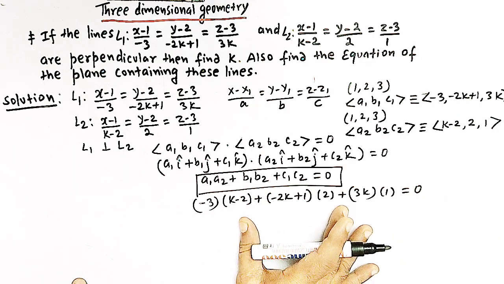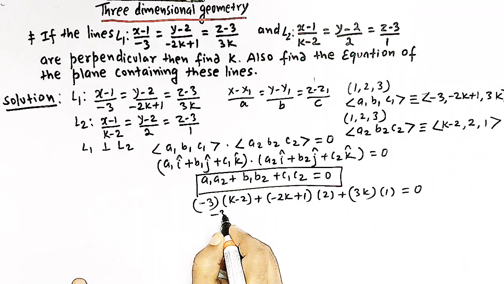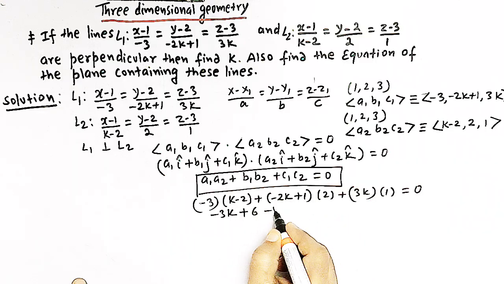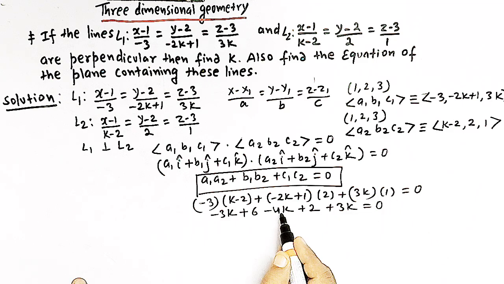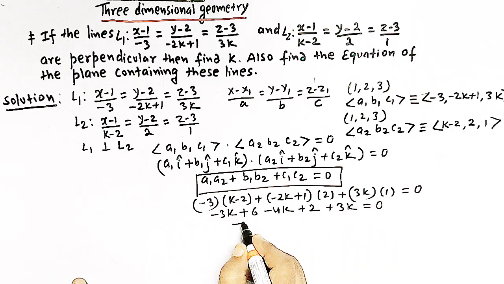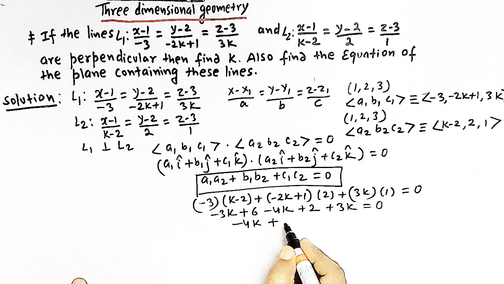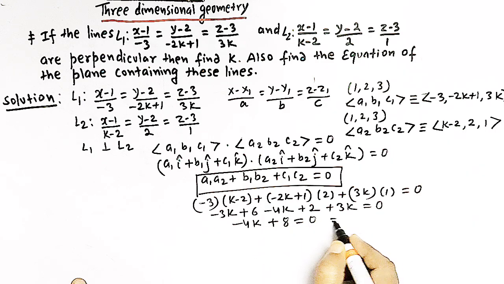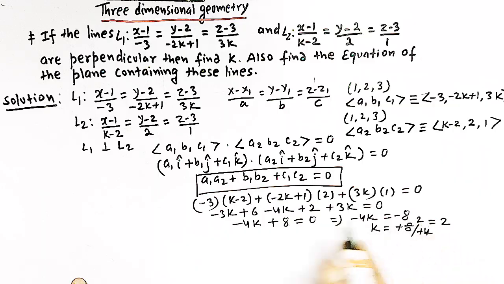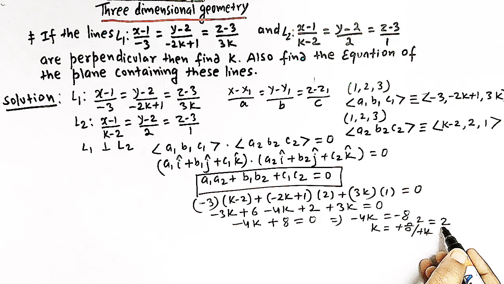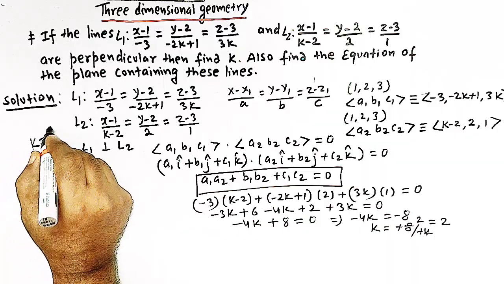So let us now solve this equation for k. So we have minus 3k plus 6, then minus 4k plus 2, then plus 3k is equal to 0. So now here we have minus 3k minus 4k is minus 7k, plus 3k is minus 4k, and 6 plus 2 is equal to 8, and this is equal to 0. So we have minus 4k is equal to minus 8, k is minus 8 over minus 4, that is equal to 2, right? So the required value of k for which these two lines L1 and L2 are perpendicular is equal to 2, right? So the value of k is equal to 2.